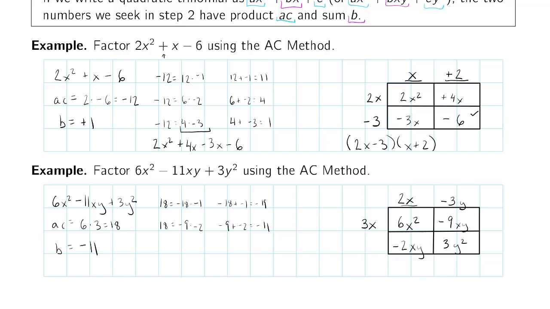2x times what gives me negative 2xy? That's going to be a negative y. Negative y times negative 3y is positive 3y squared. And so my 6x squared minus 11xy plus 3y squared factors as 3x minus y times 2x minus 3y.